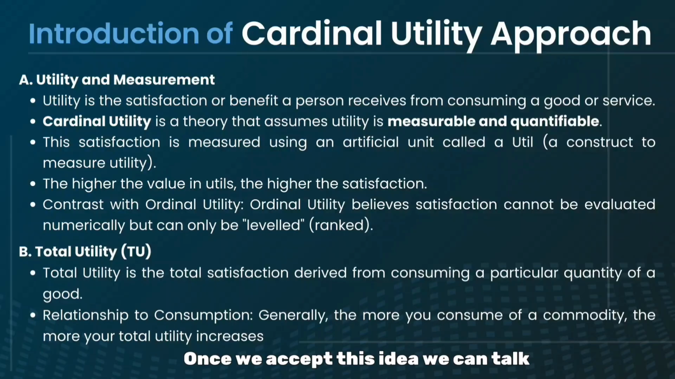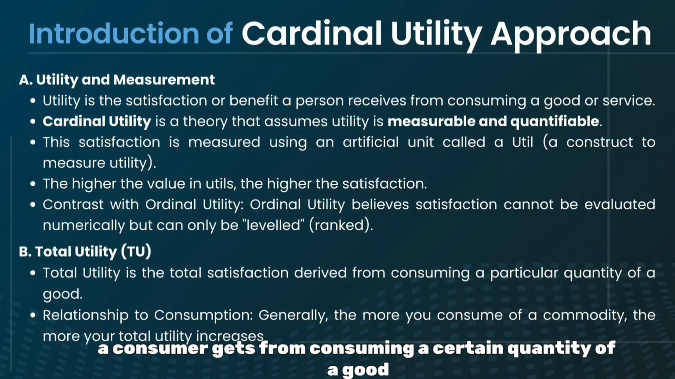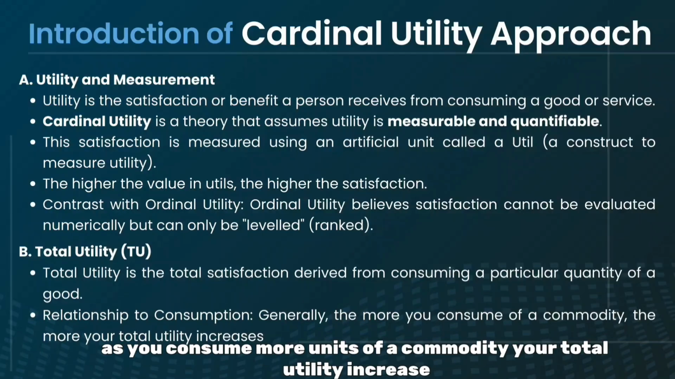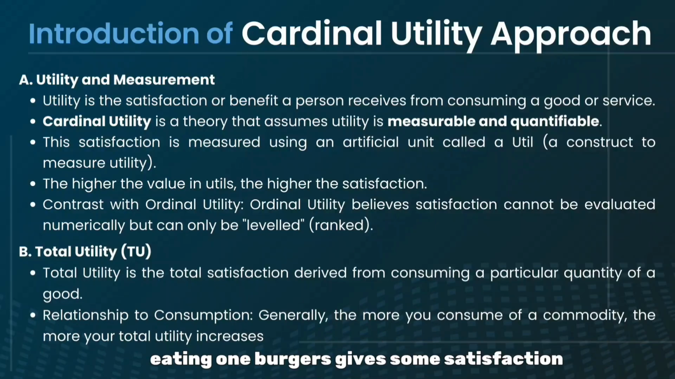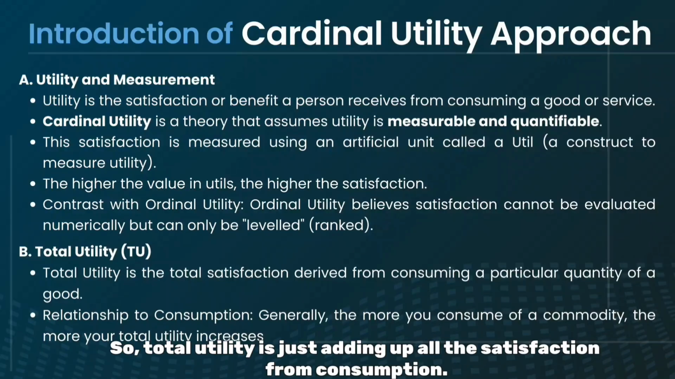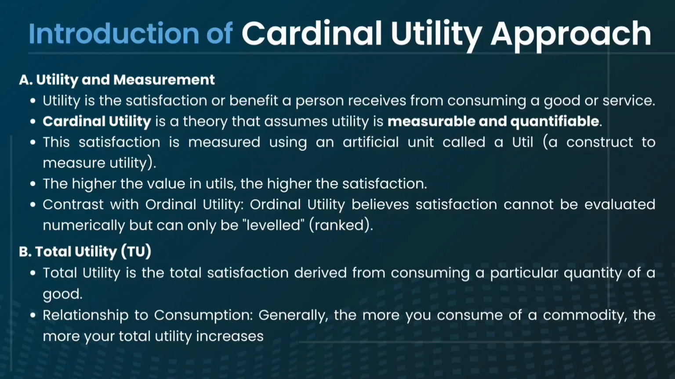Once we accept this idea, we can talk about total utility, or TU. Total utility is simply the total satisfaction a consumer gets from consuming a certain quantity of a good. So, generally speaking, as you consume more units of a commodity, your total utility increases. For example, eating 1 burger gives some satisfaction. Eating 2 burgers gives more total satisfaction. So, total utility is just adding up all the satisfaction from consumption.